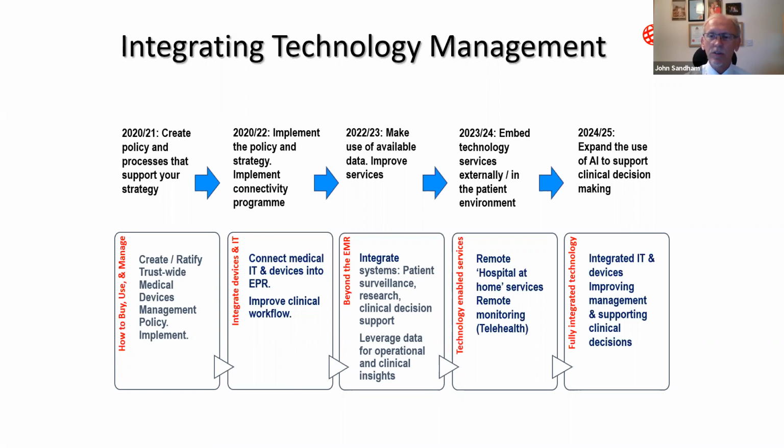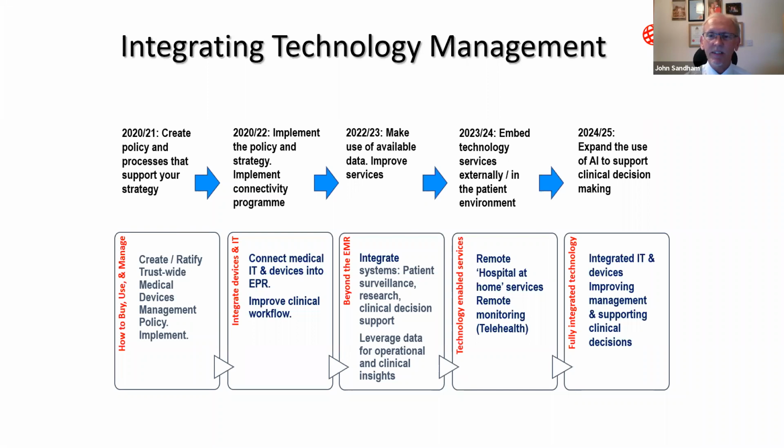In year 2, the organisation would need to implement the connectivity programme, which would include an HL7 compliant gateway management system to connect medical IT and electronic devices into the electronic patient record. This will improve clinical workflow and patient outcomes. In year 3, the data should be available for analysis, with the outcome of delivering service improvements.